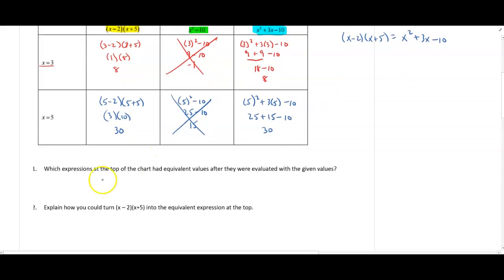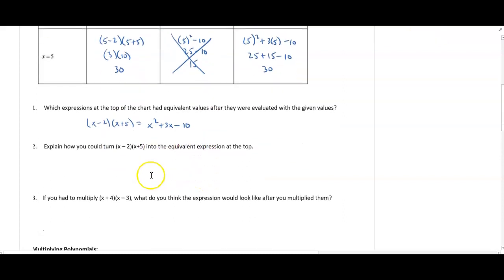Okay, so that's the first part here. I should have written that here. So which expressions at the top of the chart had equivalent values after they were evaluated with the given values? Okay. Explain how we could turn x minus 2 times x plus 5 into that equivalent expression.